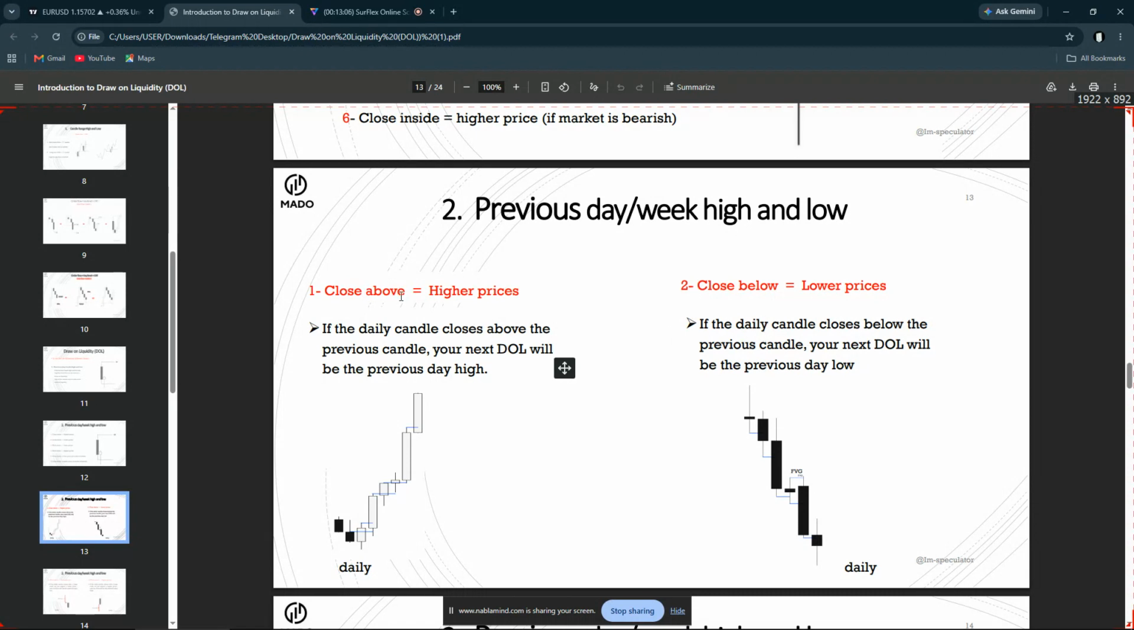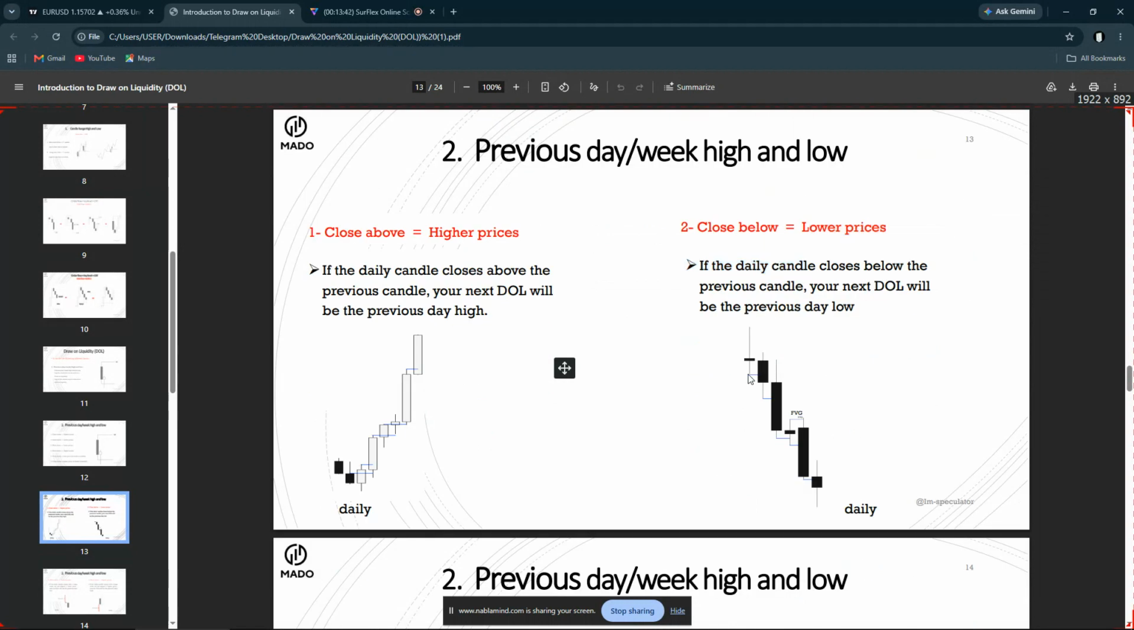So close above equals higher prices. If the daily time frame or the weekly candle closes above the previous candle, your next draw on liquidity will be the previous day or the previous week high. And for the other example, which is number 2, closed below equals lower prices. This is simply telling us that if the daily time frame or the weekly candle closes below the previous candle, your next draw on liquidity will be the previous day low or previous week low.